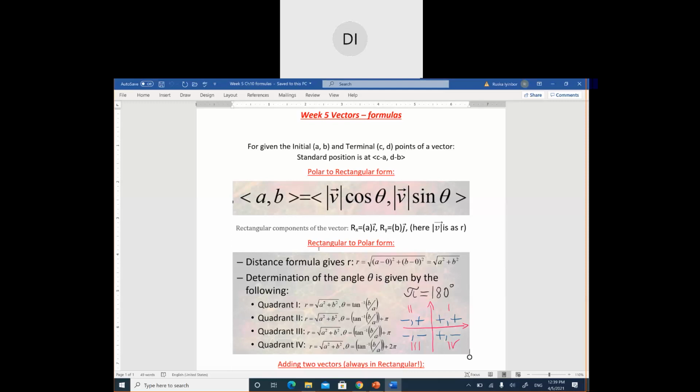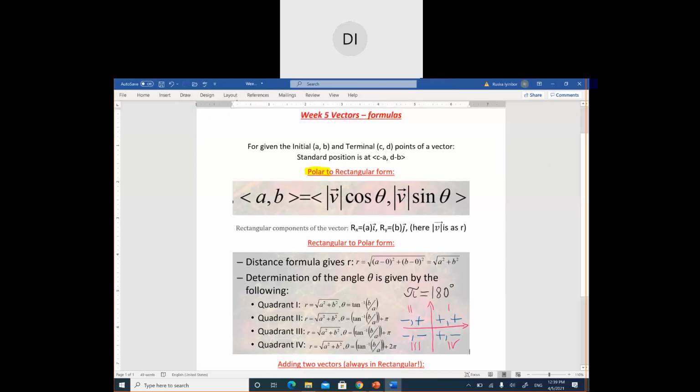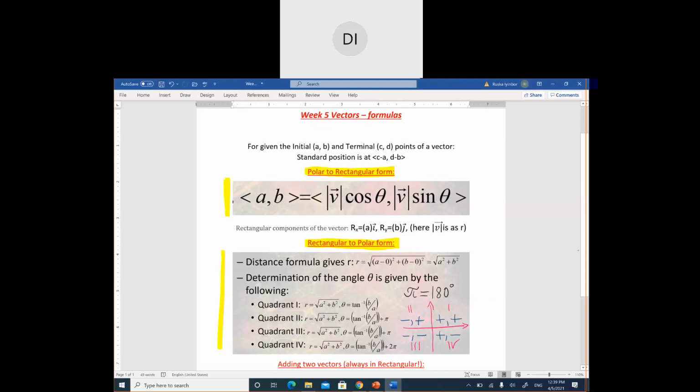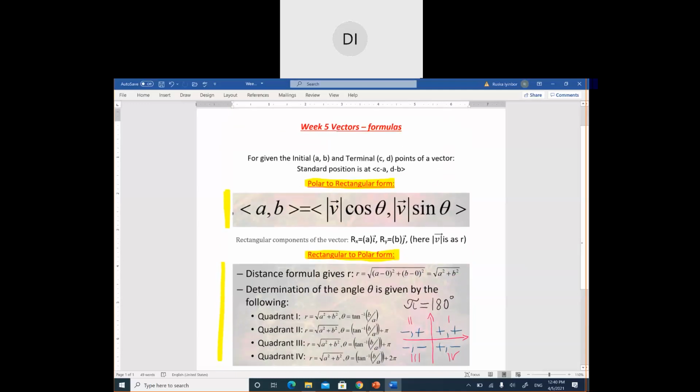This is what you have to keep in mind. Let me explain here in the formula sheet. If you want to go from polar to rectangular, these are the formulas you're using. If you want to go from rectangular to polar, these are the formulas you're using. And you always add two vectors component by component, adding the x component and the y component. You add x and x, and you add y and y. They always have to be in rectangular form. So that's what you need to remember. These are the formulas.